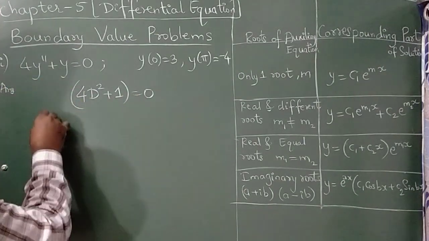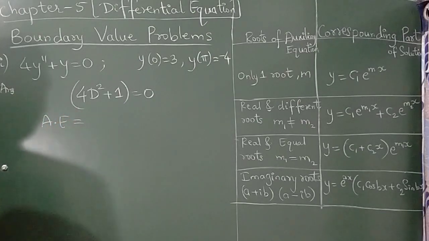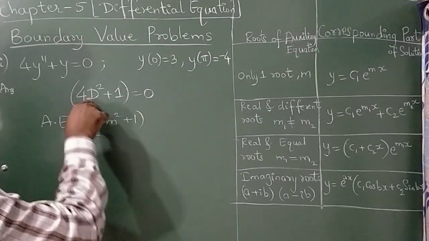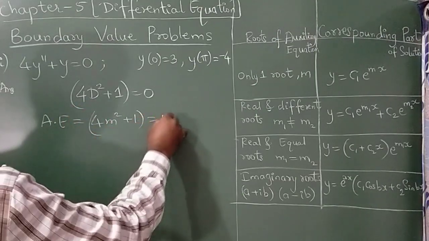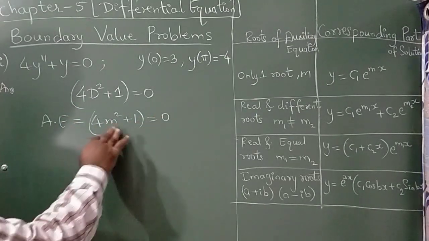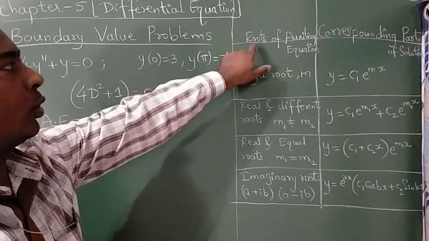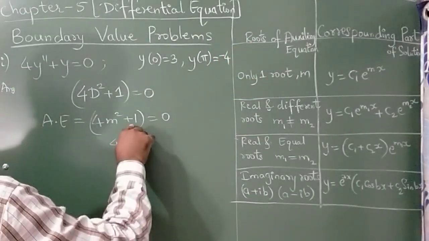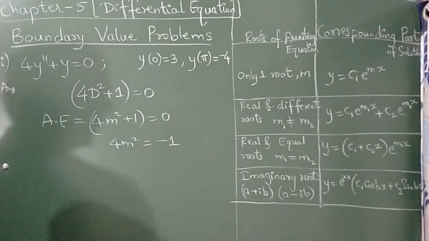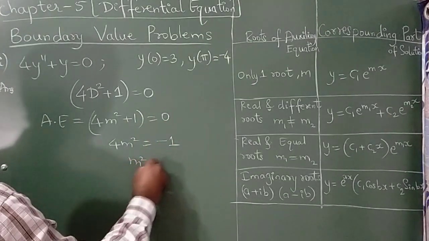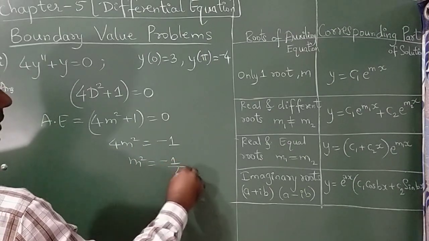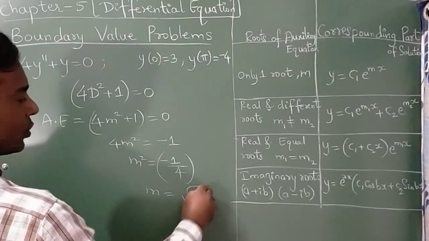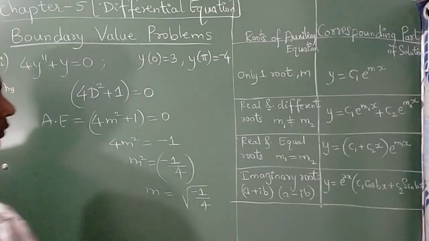Fine. Now in the auxiliary form I'll write this as, instead of D, m. Fine. Now this is in the quadratic form. You have to find the roots. Okay. So 4m square. This plus 1 goes on the right hand side, so it will become minus 1. M square is equal to minus 1. This 4 comes in the denominator. Fine. Now m is equal to square root of minus 1 upon 4.